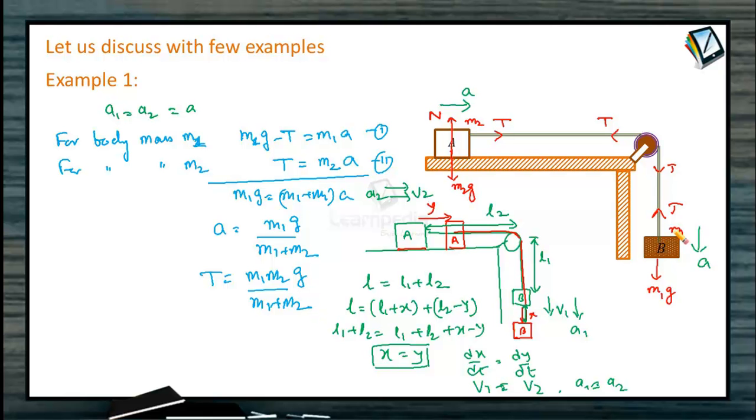So did you follow this? The body B is traveling a distance x downward. A travels towards the right the same distance. Therefore, the acceleration of both the bodies is the same, a1 is equal to a2. So by making the free body diagram, M1g minus T is M1a, and T is equal to M2a. We can get the value of acceleration and tension.